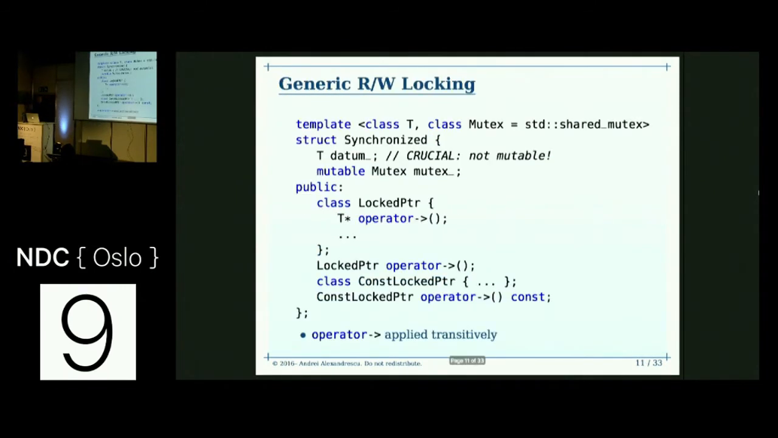So let's do that. How about the following? All right, let's get ready here. Have a sip of coffee. All right, let's see. We have a template of any type and any mutex type, not any mutex, but a special kind of readers-writer mutex. By default, it's going to be a shared mutex or whatnot. And we have defined a struct Synchronized, which is going to hold the datum, right? And the datum is non-mutable. You don't cheat on the datum. And it has a mutable mutex because you're going to manipulate it even in const methods.